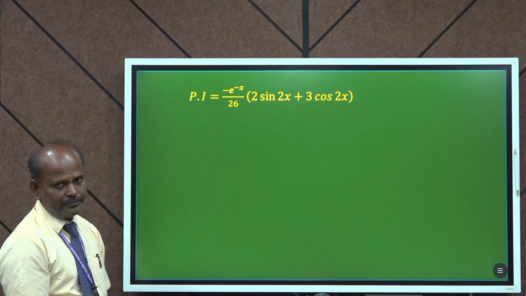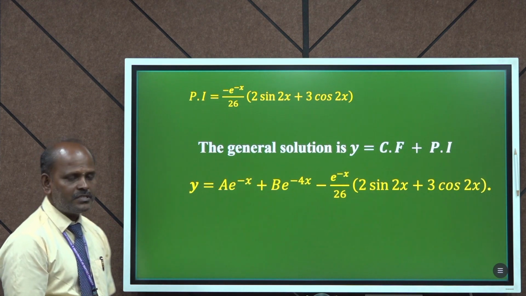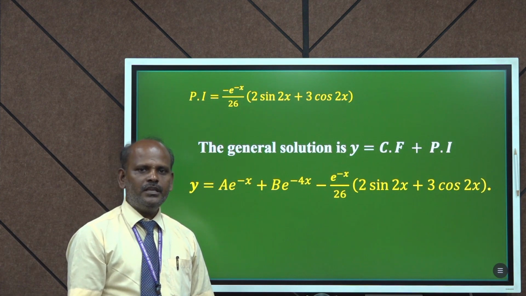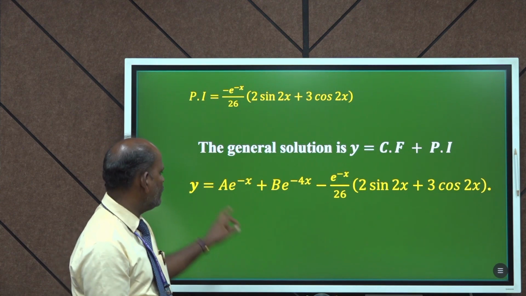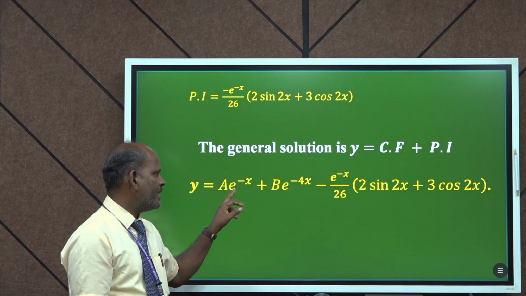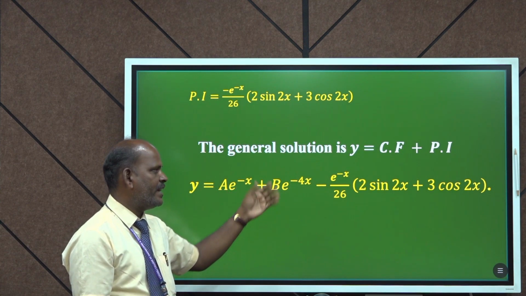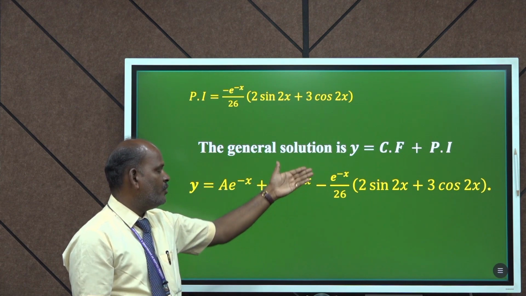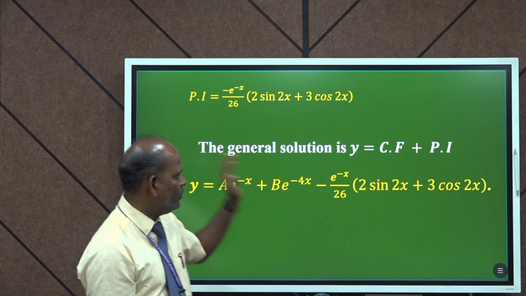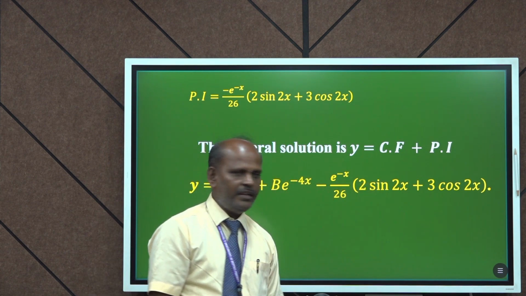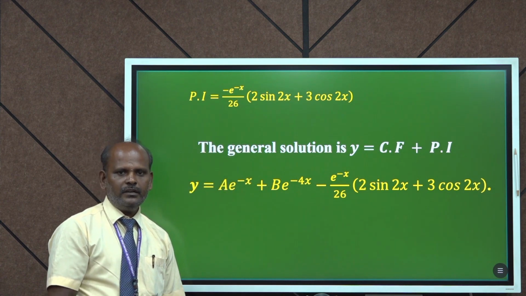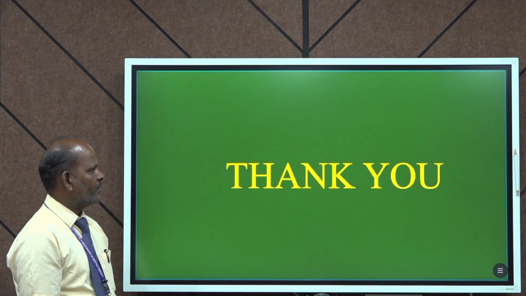This is our PI. Therefore our general solution is y is equal to CF plus PI. So y is equal to a into e power minus x plus b into e power minus 4x, minus e power minus x divided by 26 of (2 sin 2x plus 3 cos 2x). Hence our general solution. Thank you.